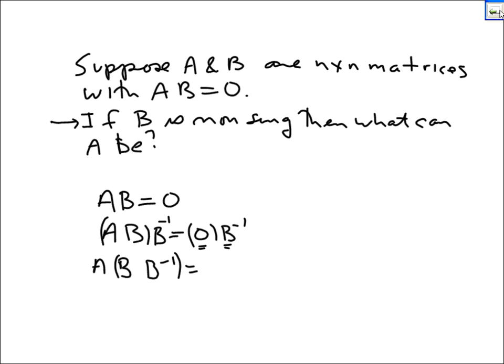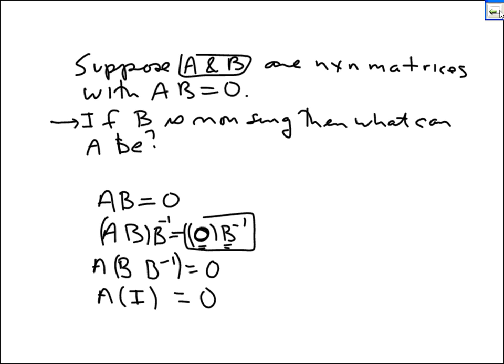And 0 matrix times any matrix of the right size. If B is n by n, 0 is n by n, and B inverse is n by n. I should have said if A and B are both n by n, then B inverse is n by n, and the 0 matrix is n by n. That is, this product is a 0 matrix of size n by n. Okay, but B times B inverse is I. It still equals 0. Sorry. Here, A times I is A, which is 0. And there's the result.